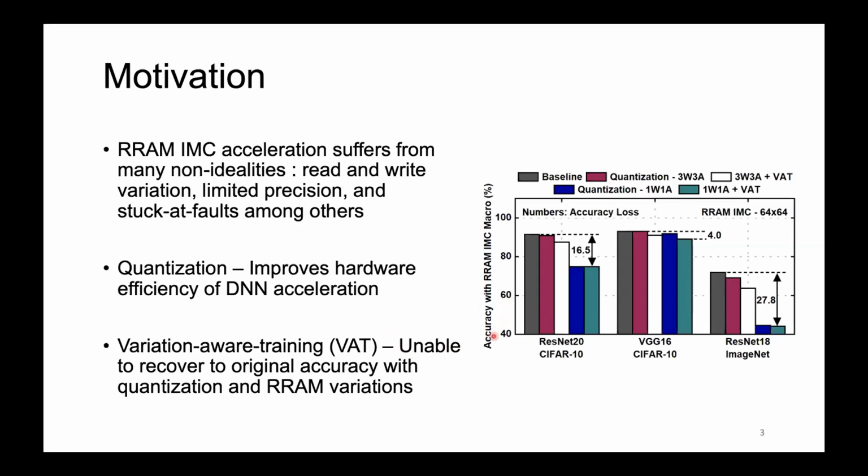The figure on the right shows you the accuracy with the RRAM IMC macro for 3 different networks. You can see that for a quantized network, along with the conventional variation-aware training method, for smaller networks such as ResNet-20, there's a drop of about 16.5% from the baseline model, while for larger data sets such as ImageNet with ResNet-18, it's about 27.8%. So there's an urgent need to actually address this drop in accuracy for resistive RRAM-based IMC accelerators.